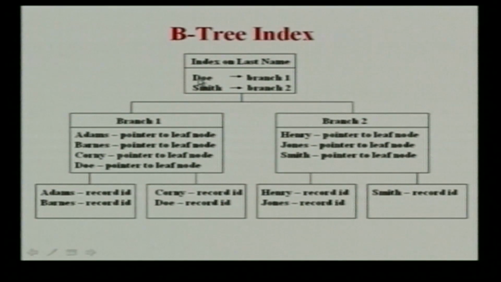So here you have an index on the last name: Doe, branch 1; Smith, branch 2. Then you go to branch 1, where you have a pointer to the actual record. We will come to this in detail in the next class.